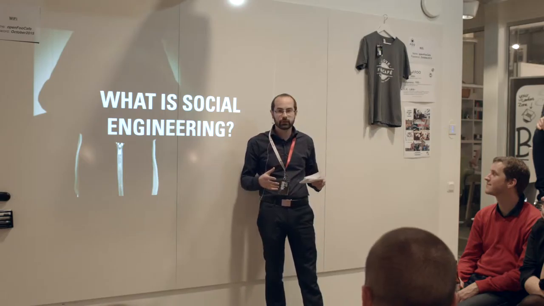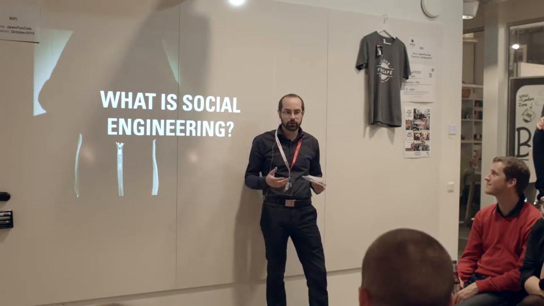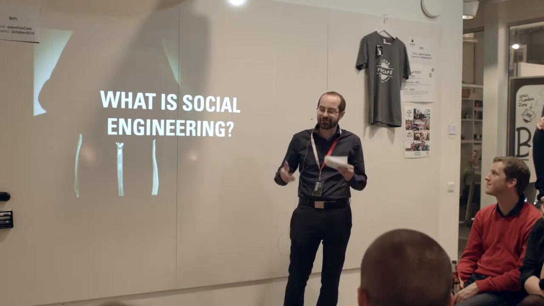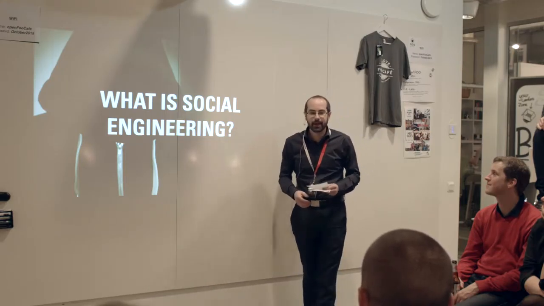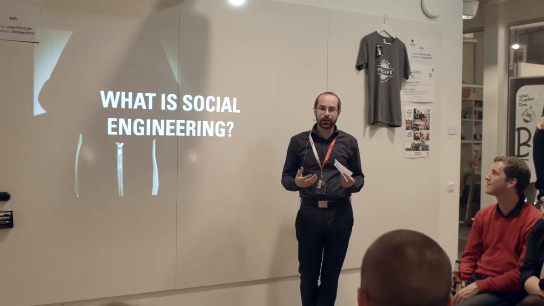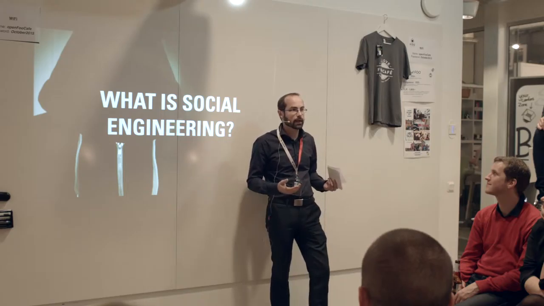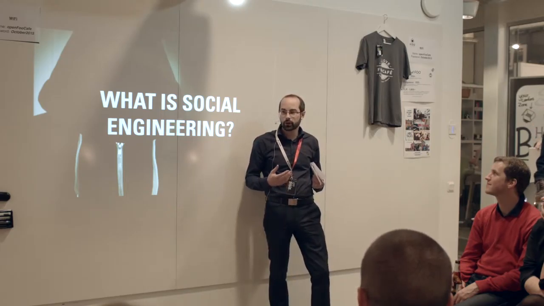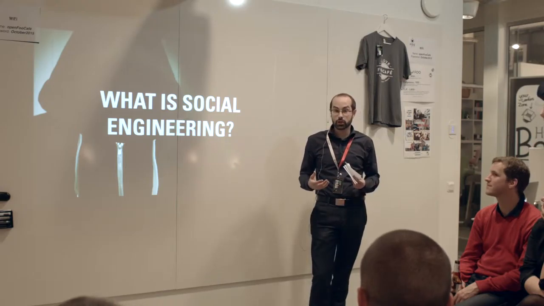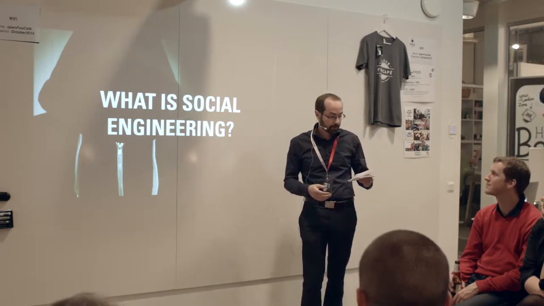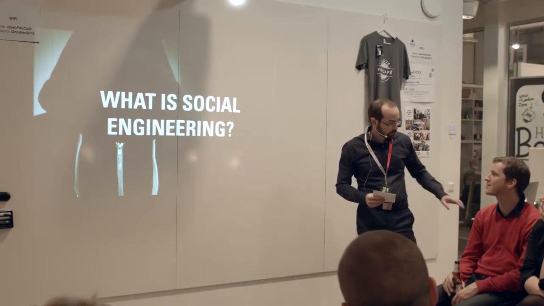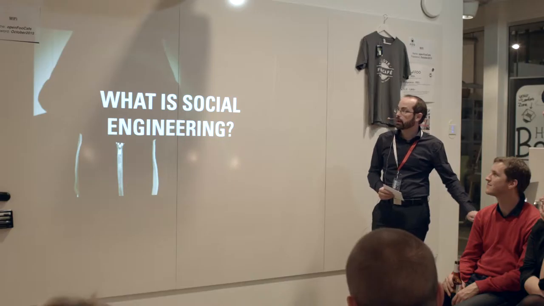And there are quite many different types of social engineering, but they can be broadly divided into two fields. And that's remote social engineering and physical social engineering, where remote is that you contact someone through a remote channel, where it could be a telephone or an email. And physical is where you actually try to gain access to a location without permission. I'll go through these attacks a little bit later.